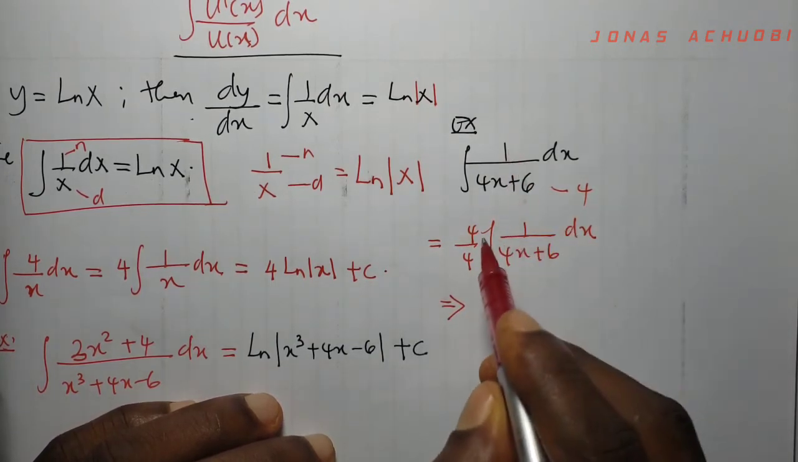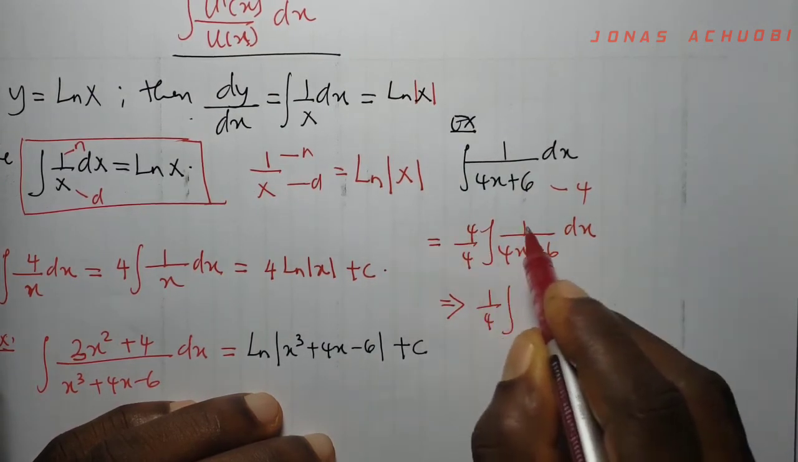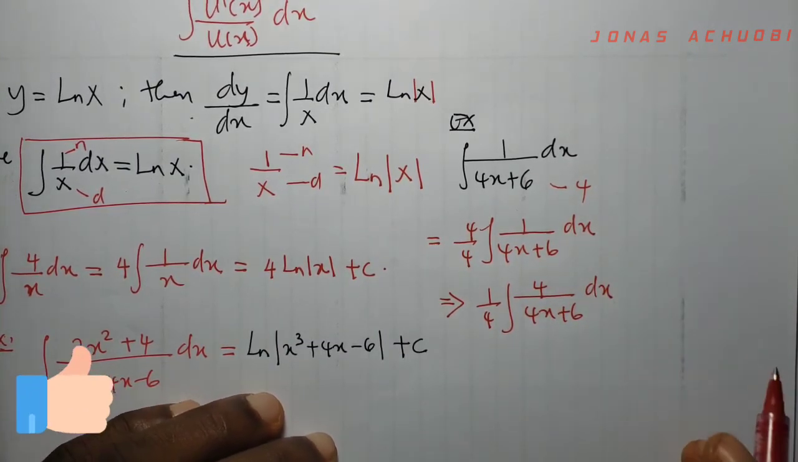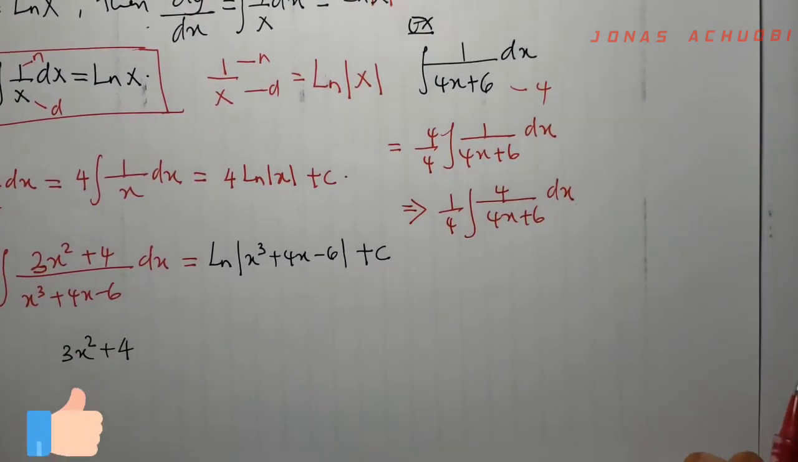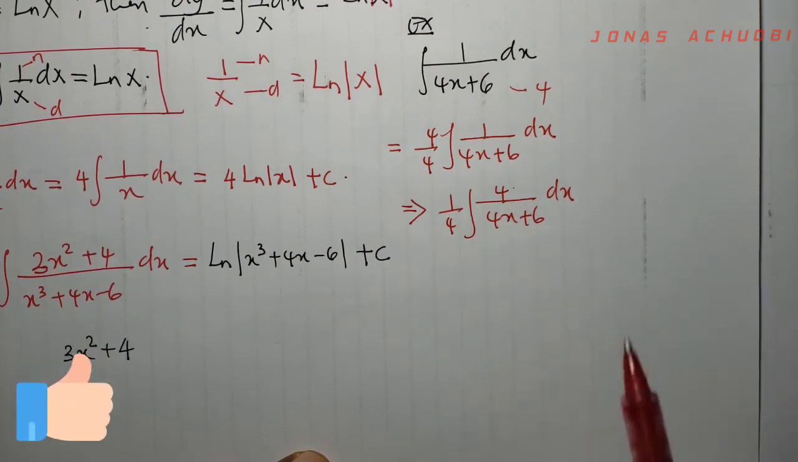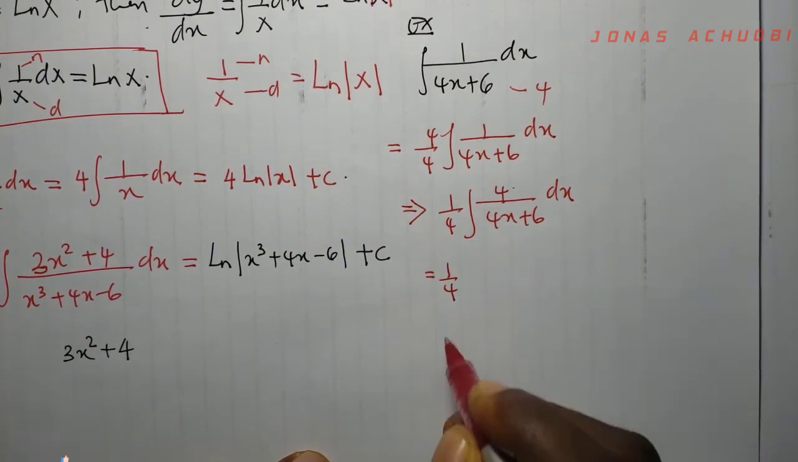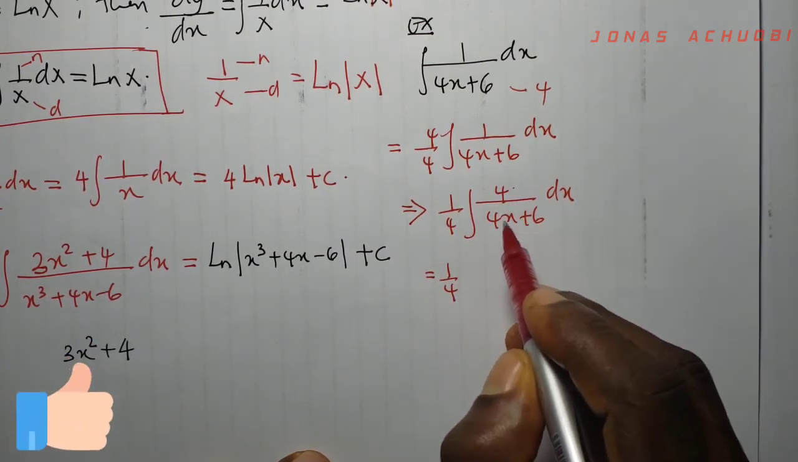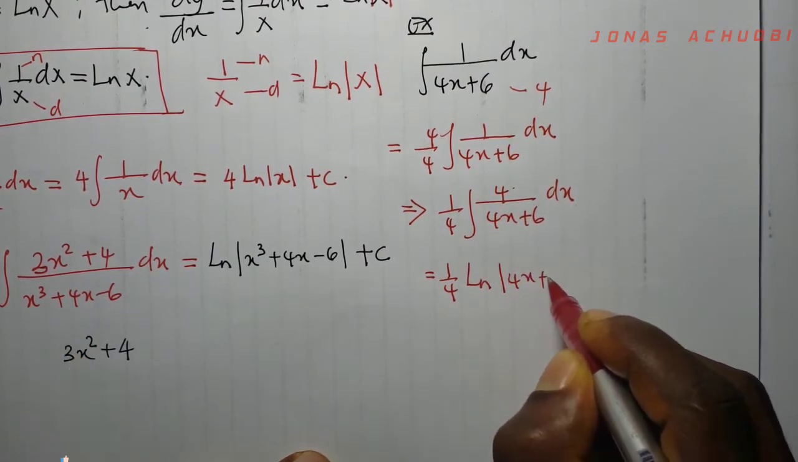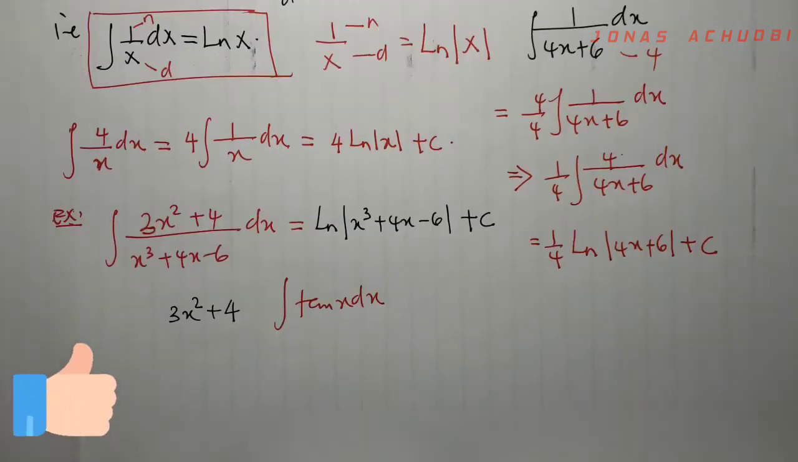Since I need 4 here, I'll bring this 4 inside and I have 1 over 4 left out, integral of this 4 goes in, becomes 4 over 4x plus 6 with respect to x rather. And I'll look at the integral one more time and check. If I differentiate 4x plus 6, I get 4. So the form which I wanted is achieved. This now becomes 1 over 4 is outside already. Since the differentiation of the denominator gives me the numerator, I can now write the ln of 4x plus 6 plus c, my constant of integration.